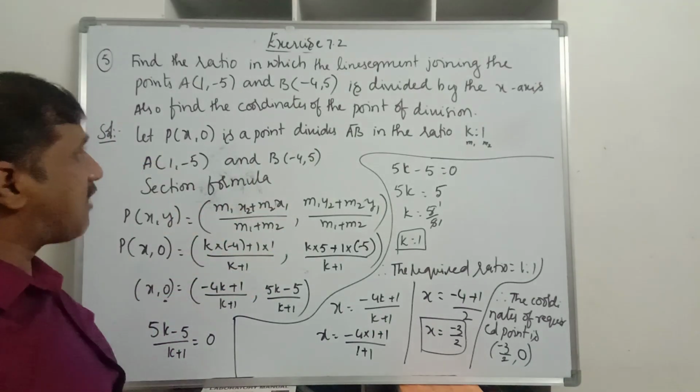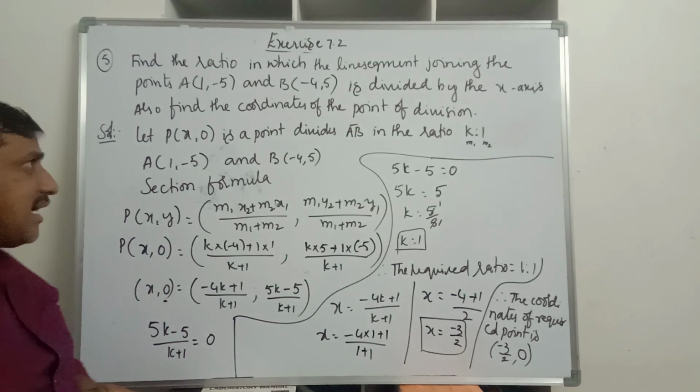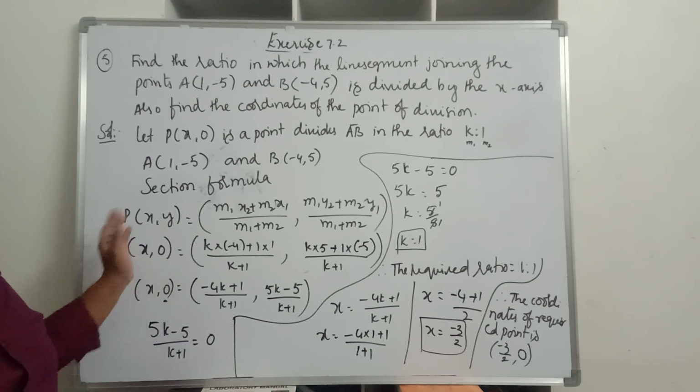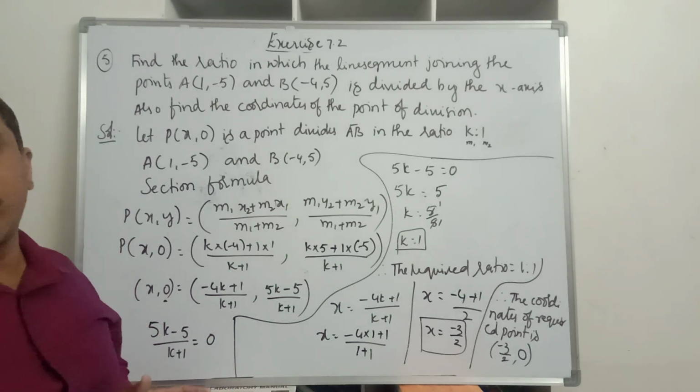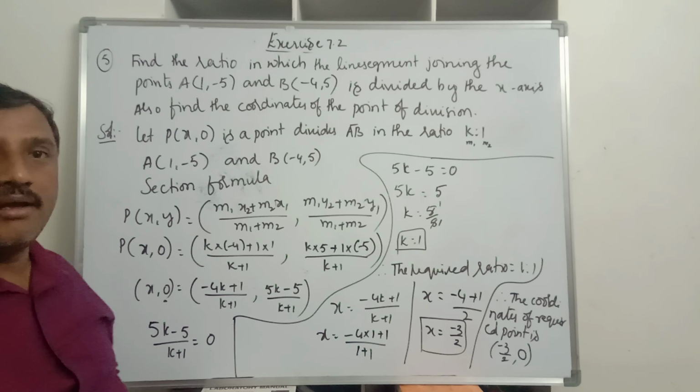Same in this similar way we can find if the point is there on the y-axis. If the point is there on the y-axis, instead of x comma 0 we will take 0 comma y, and we will do in the similar way. We will get the ratio and also we will get the coordinates of the point of division. Is it clear, children?